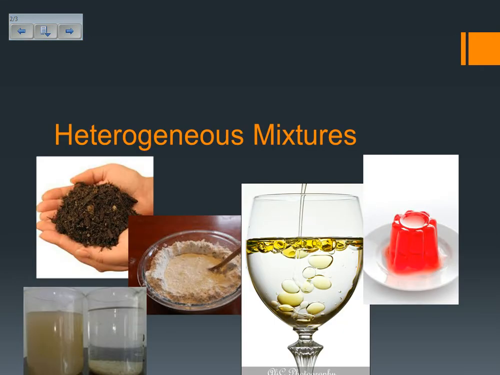Now, heterogeneous mixtures are things that are chunky or that you can see parts to. So I have examples of all of these types of mixtures down here. And realize that heterogeneous mixtures are something that you can see the parts to and that you can easily pull the chunks out of, or the parts to. You can easily separate the parts.